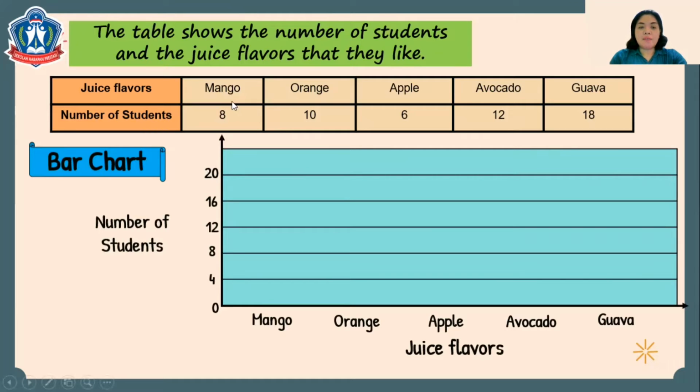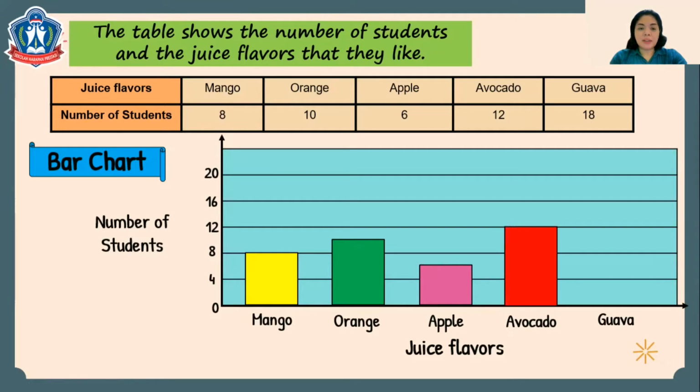So as you can see, mango, there are 8 students. Since this is a bar chart, we will use a bar, a rectangular or square shape. So this one is for mango. There are 8 students. For orange, there are 10. For apple, we have 6 students. For avocado, we have 12 students. And for guava, there are 18 students.